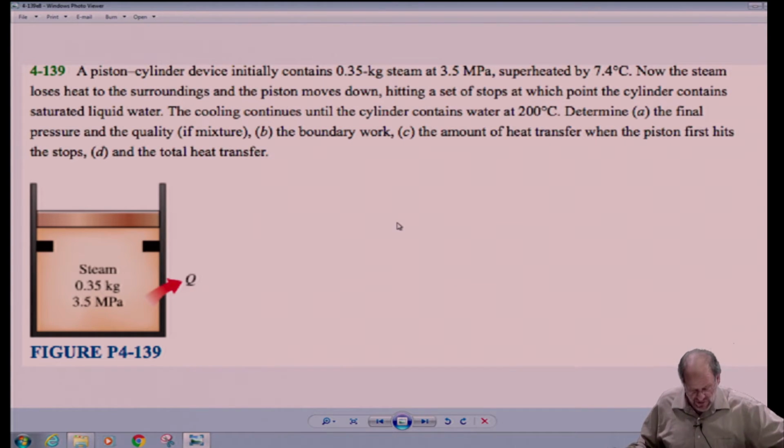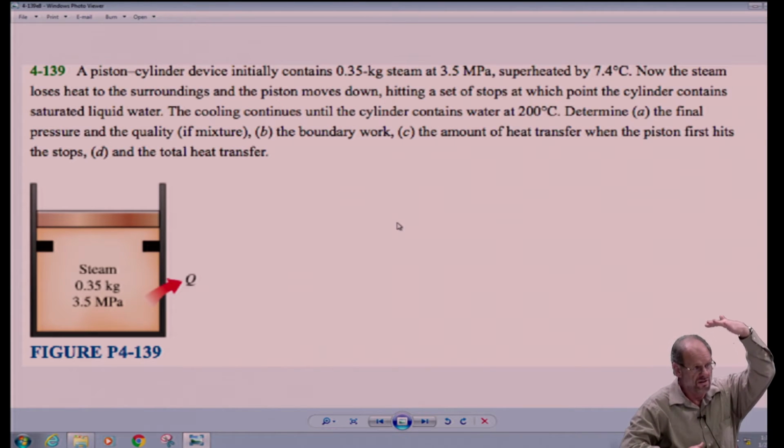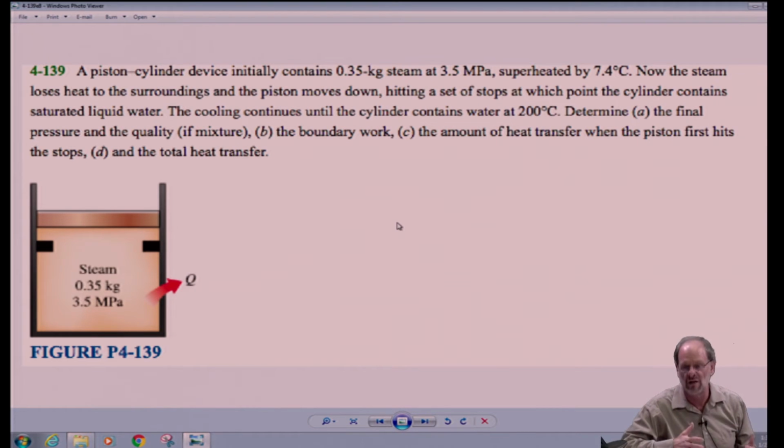It says now the steam loses heat to the surroundings and the piston moves down, hitting a set of stops, at which point the cylinder contains saturated liquid water. So the first part of the problem, and what makes this hard is it's a two-part problem. The first part of the problem, honestly, is not a whole lot different than the last problem. You start with a piston, unlike the last problem where you add heat and the piston moves up. This problem starts with something superheated and you remove heat and the piston moves down. So it's the same problem as the last problem, but only up to that intermediate point.